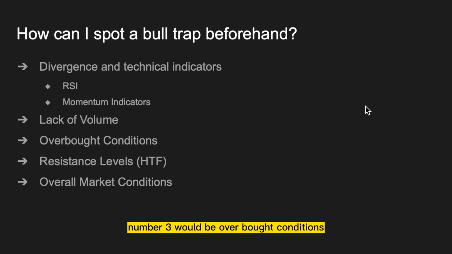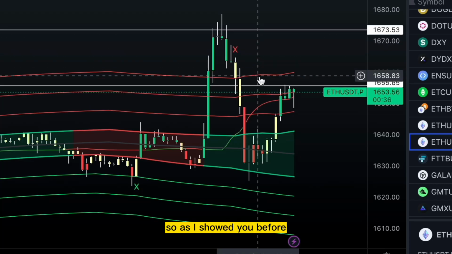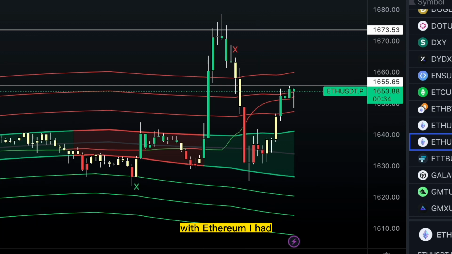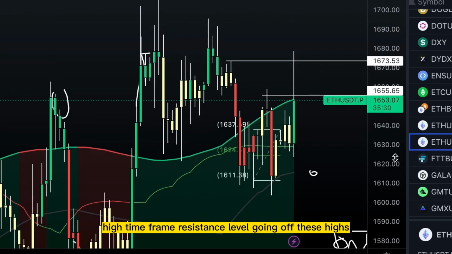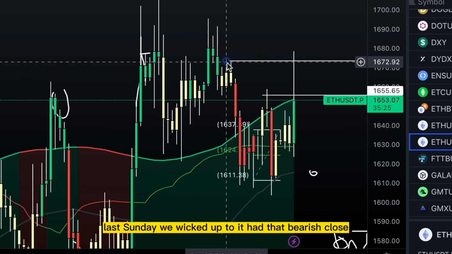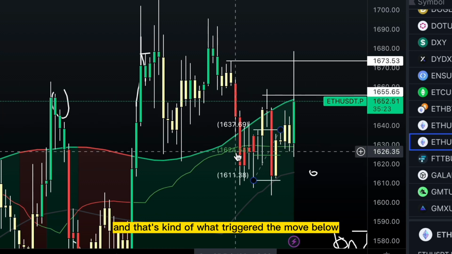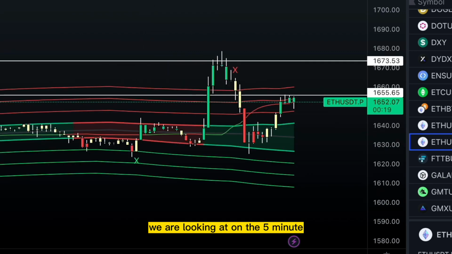Number 3 would be overbought conditions, and I'm going to cover the resistance levels in the same point because it's the same example. As I showed you before, with Ethereum, I had a high time frame resistance level going off these highs last Sunday. We wicked up to it, had that bearish close, and that's kind of what triggered the move below.